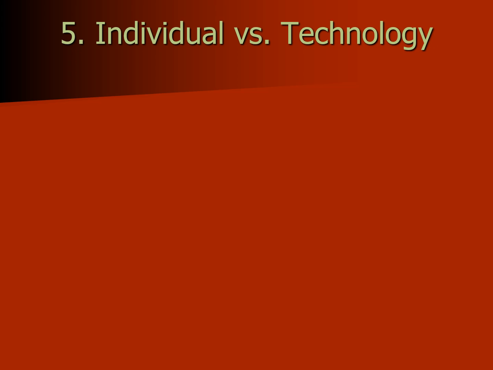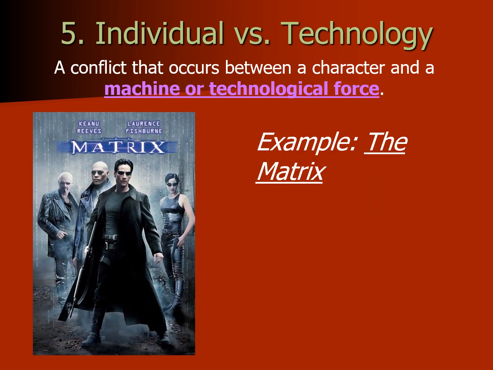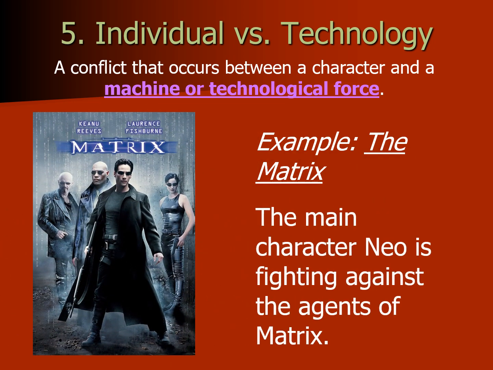Our fifth and final type of external conflict is the individual versus technology. This is defined as a conflict that occurs between a character and a machine or technological force. An example might be The Matrix, starring Keanu Reeves. In The Matrix, the main character Neo fights against the agents of the Matrix, which is everything from machines to computer programs to robots. There are many types of individual versus technology conflicts. Individual versus technology.